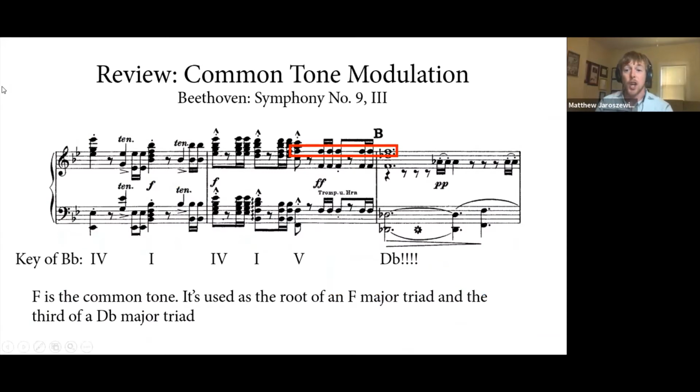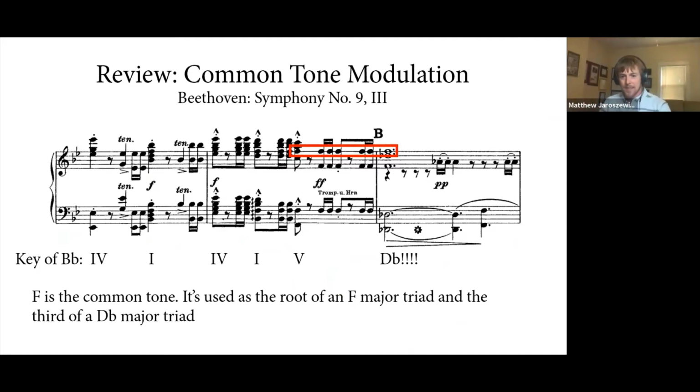Next, we talked about the common tone modulation, where one note is common between 2 keys, and you use that note. You have a chord in the previous key, you drop the rest of the notes out, you hold only the common tone, and then you come in with the rest of the notes of the new key.